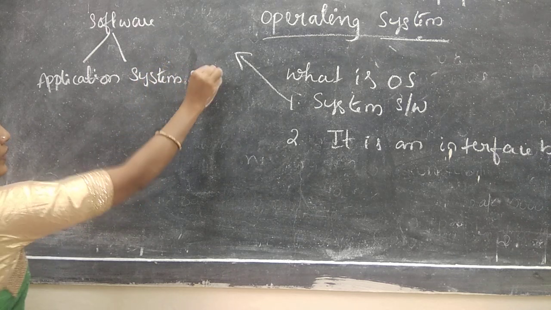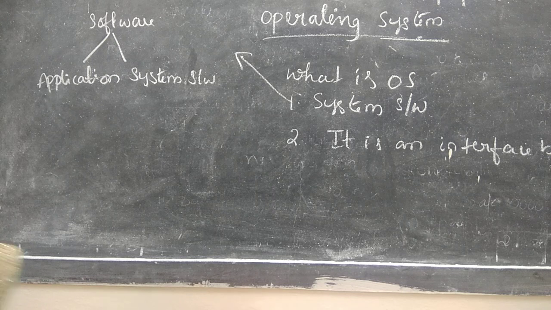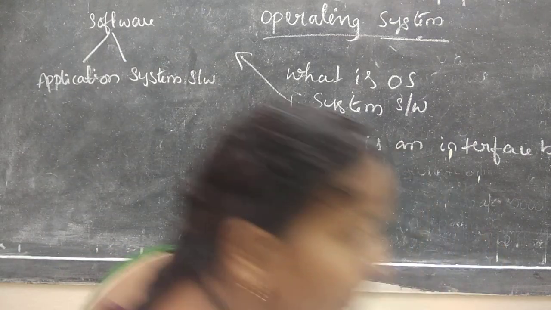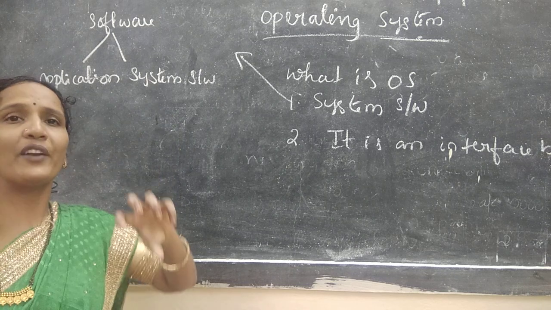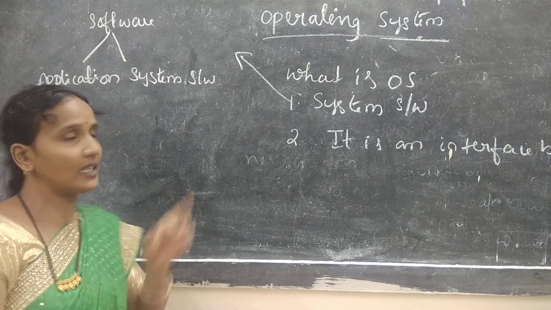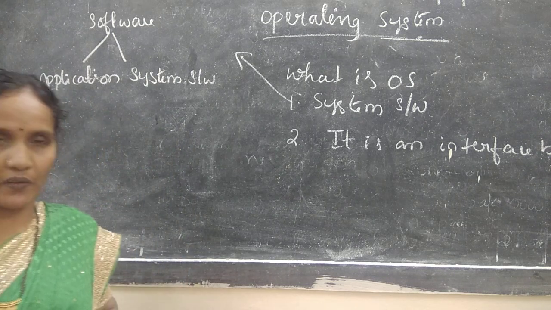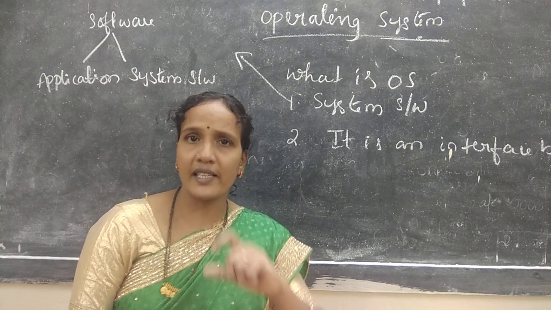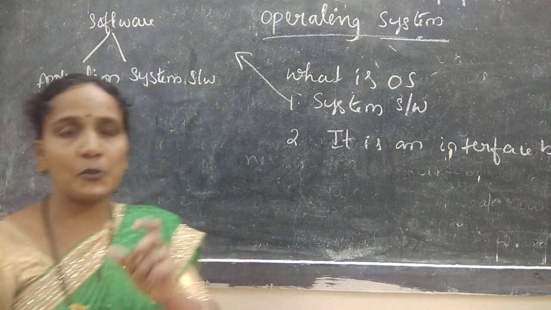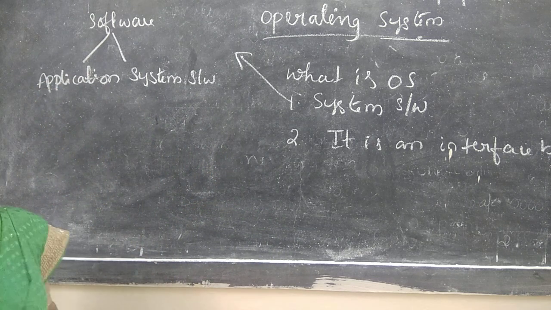System software. What is the application software? The software which is designed to perform a specific task is called as an application software.